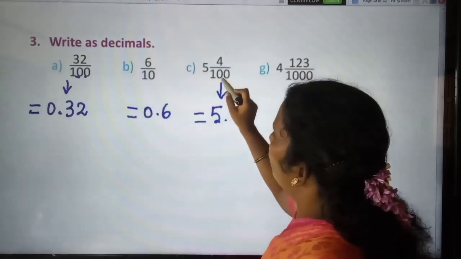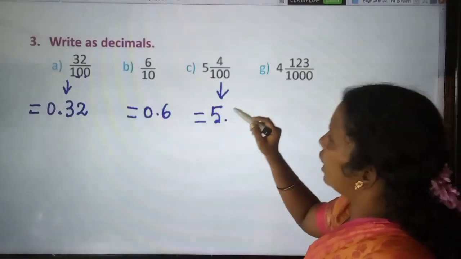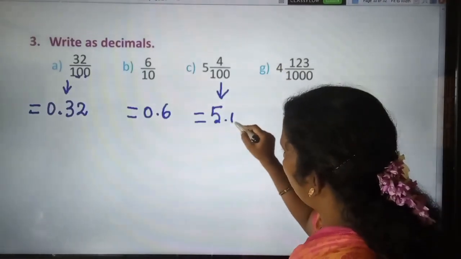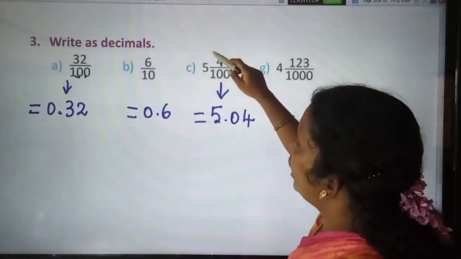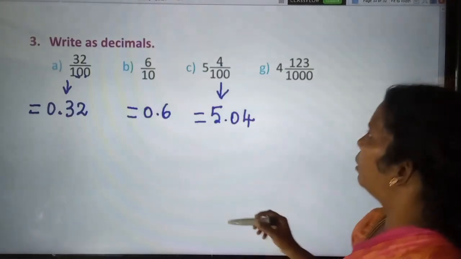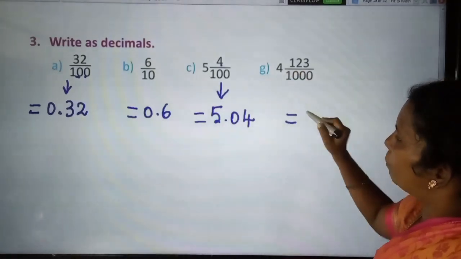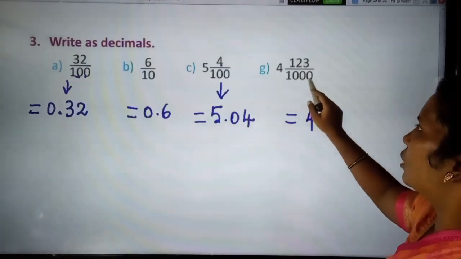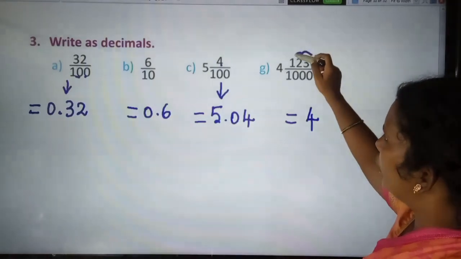What about this decimal fraction? 4/100: the denominator has 2 zeros. Hence we have to put the decimal point before 2 numbers. Therefore it becomes 5.04. We have only 4, and since there is no number in front, we can put 0 and then put the decimal point. Therefore it is 5.04. Here also the whole number part is 4. Hence we can put that 4 as it is. Then see, the denominator has 3 zeros. Hence we have to put the decimal point before 3 numbers.